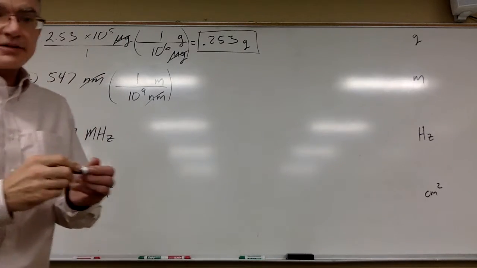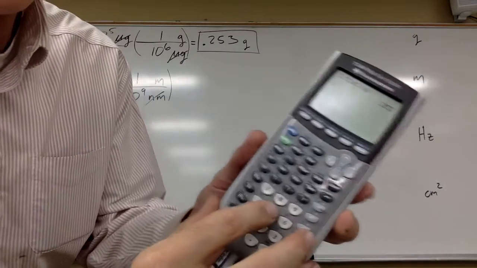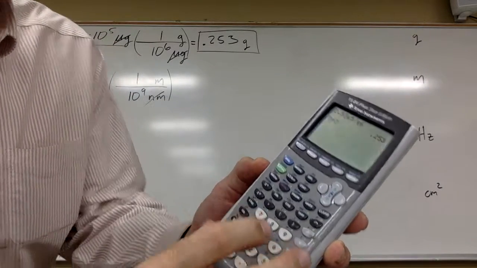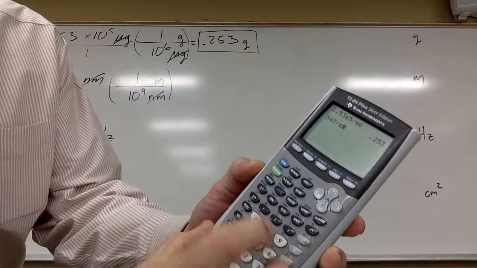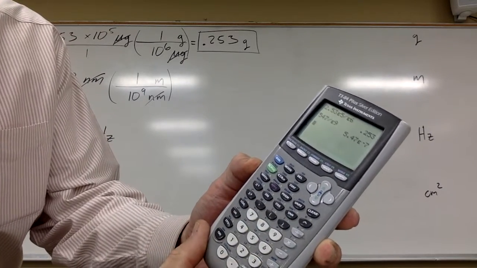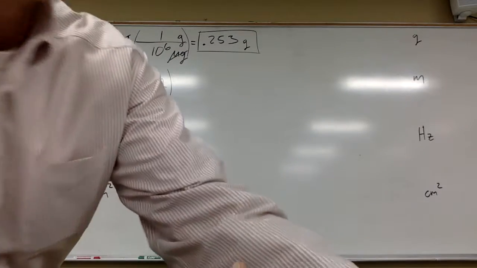Put in my calculator. 547 divided by a billion. So I just do E9 equals 5.47 times 10 to the negative 7th.